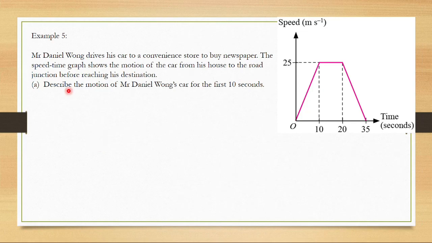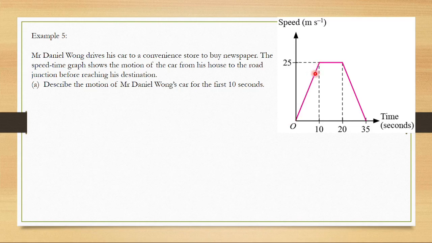Okay, now we look at example 5 here. The example, Mr. Daniel Wong drives his car to a convenience store to buy newspaper. The speed time graph shows the motion of the car from his house to the road junction before reaching his destination. Okay, so describe the motion of Mr. Daniel Wong's car for the first 10 seconds. First 10 seconds is over here. When they ask you to describe the motion, you have to describe the speed or the acceleration here, the motion.